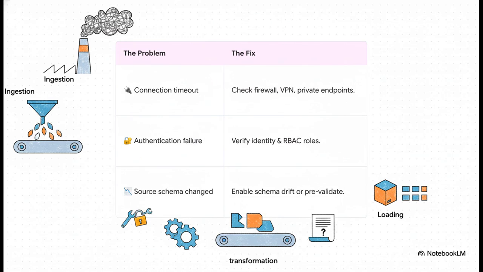All right, let's look at the usual suspects you'll hit at this stage. First up, a simple connection timeout. You know, this often isn't some super complex code issue. It's usually a physical barrier, like a firewall blocking the way or a VPN that's not configured right. Next, authentication failure. This is basically your pipeline showing up to the door without the right key. You've got to verify its identity, its permissions. And then there's the really sneaky one, source schema changed. The whole structure of the data just changes without any warning, and your entire process breaks because it's expecting the old format.